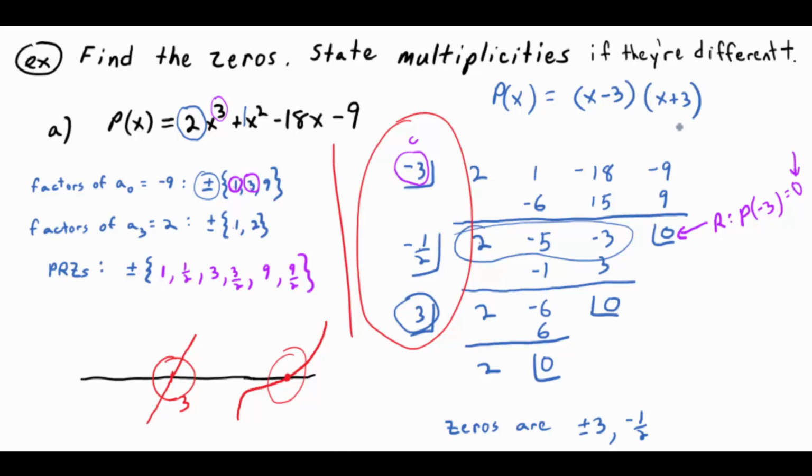So what's the factor that goes with the zero of -1/2? Gosh, I did it again. What's the factor that goes with a zero of -1/2? X minus a -1/2, which is x plus 1/2.